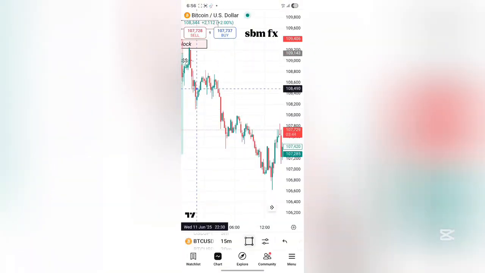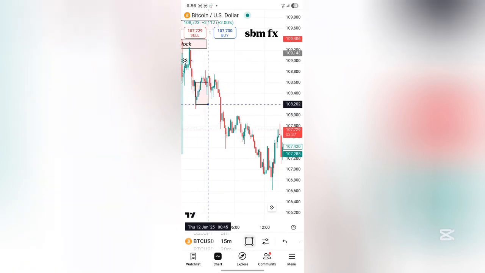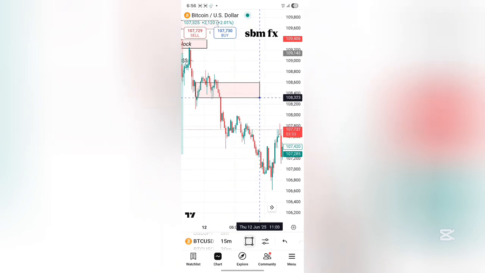So remember, the way you mark your breaker block out is that candle. Make sure you are able to cover that candle. Most times it will give you a tiny SL, most times it will give you a large SL. It depends on the trade setup. So you might decide to reduce your lot size or increase your lot size.